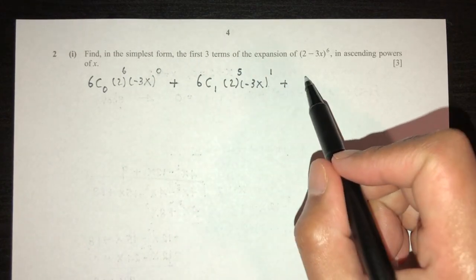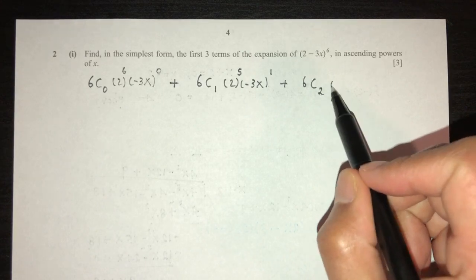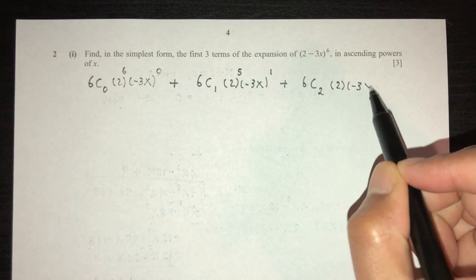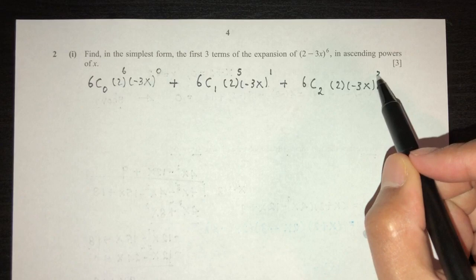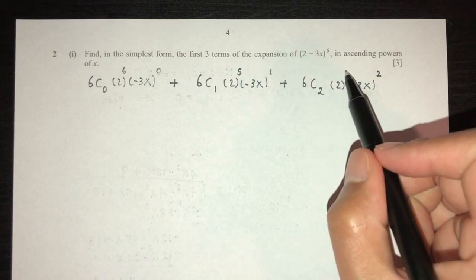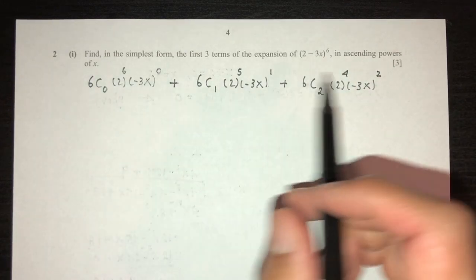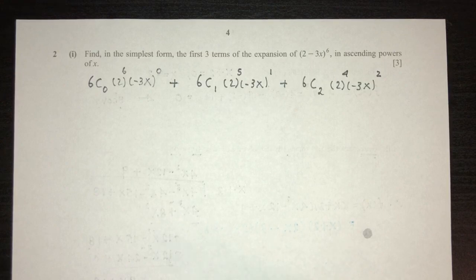And then the third term will be 6 choose 2. Inside the same as well, and then this is 2, this will be 2. 6 minus 2 is 4, this will be 4. So we have the first three terms of the expansion. Now we have to simplify.